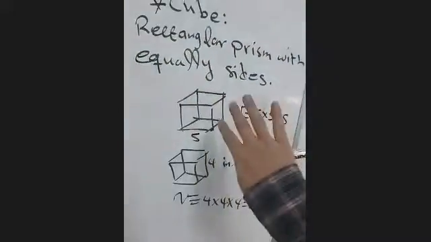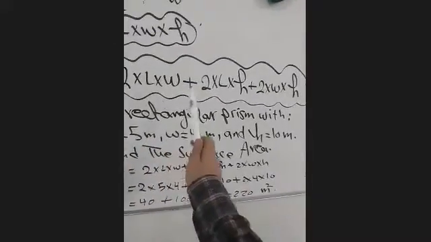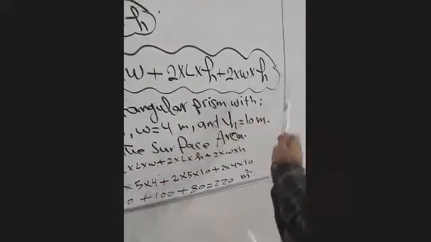So put this aside, and let's go back to our lesson on the surface area. Again, the formula is 2 by length by width, plus 2 by length by height, plus 2 by width by height, and add between them. Now let's go to example 1.